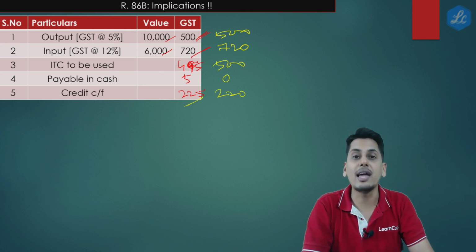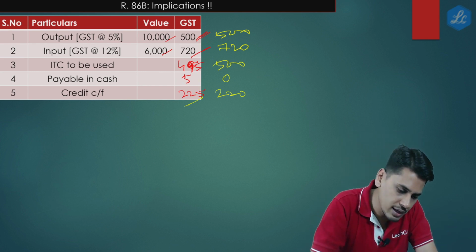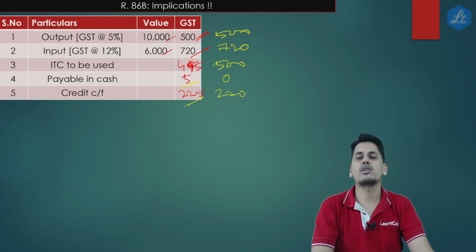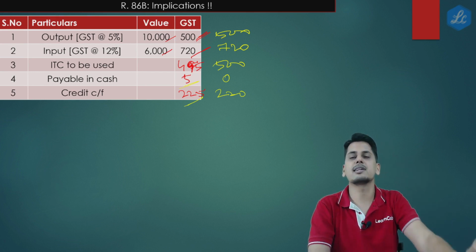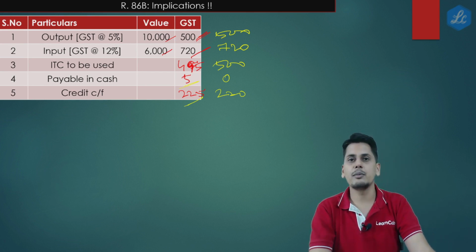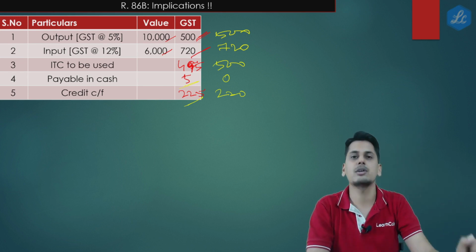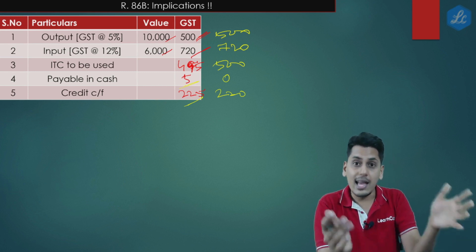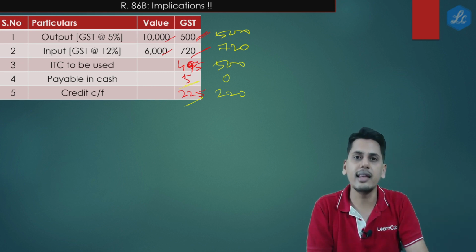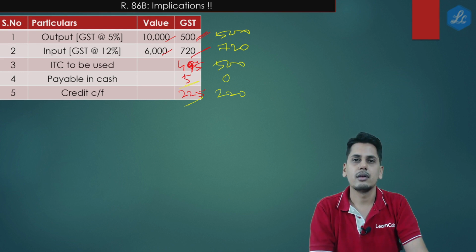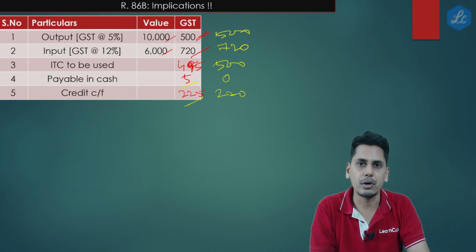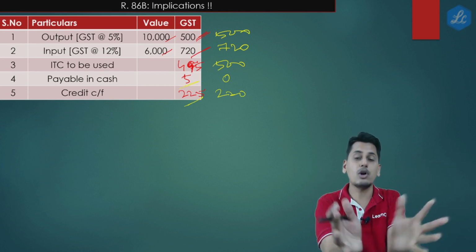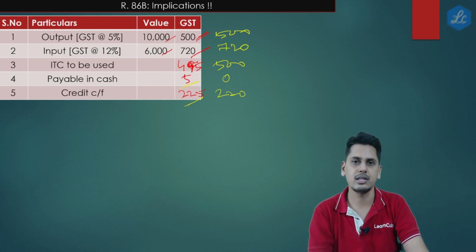This incremental 5 is because of what reason? It is because of 86B, this person was forced to pay 5 from his electronic cash ledger. Now friends, this person is agitated. He says, because of the tax structure of the government, my inward is taxable at 12, outward is taxable at 5, my input tax credit is already getting accumulated. This is already a working capital issue for me. I have to go and apply for a refund of this accumulated input tax credit because my tax structure is an inverted duty structure.